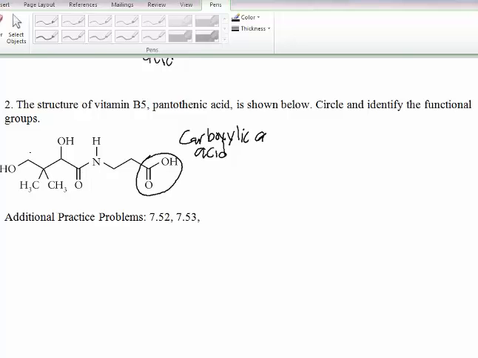Another heteroatom is down here. This is an OH bound to an R group. That's simply an alcohol. Here is another OH bound to an R group, so that is also an alcohol. Here's a carbonyl. It's got an R and a nitrogen. So we circle the entire carbonyl nitrogen, and that, as we just learned, is an amide, the entire carbonyl nitrogen structure.